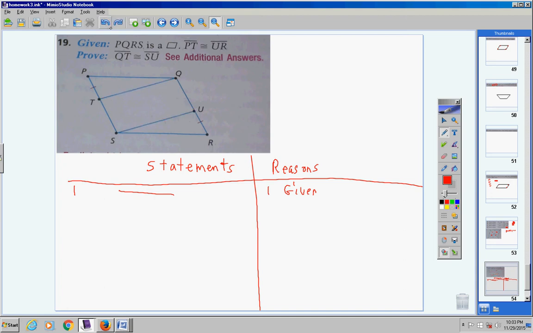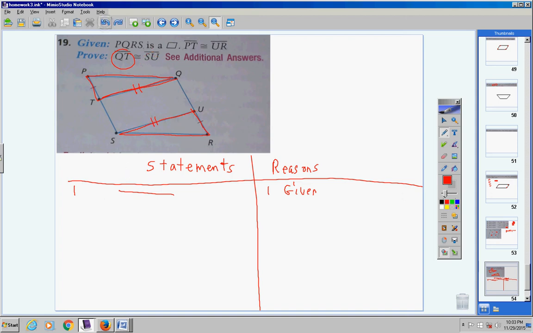Guys, we're basically done. Learn to think about what we've learned in the past. See this triangle here? If I could state that that triangle right there is congruent to this triangle here, then I could definitely state that this side here is congruent to this side here. And that's my goal. QT congruent to SU. So if I can state that these two triangles are congruent, then I'm basically done.